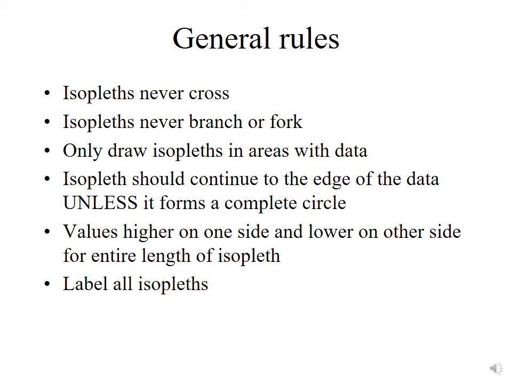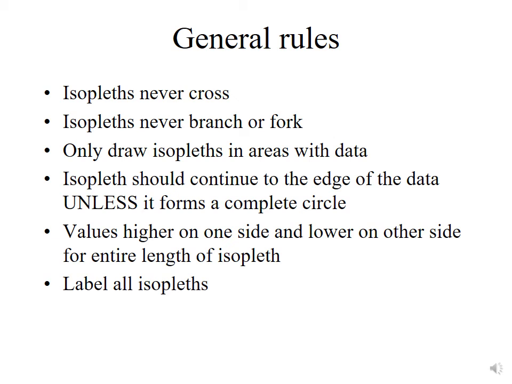The other thing about isopleths is that they never branch or fork. You basically start an isopleth line, and the only way to end it is to either complete the circle where you end up back where you started, or you start an isopleth on the edge of the map and you continue until you reach another edge of the map.